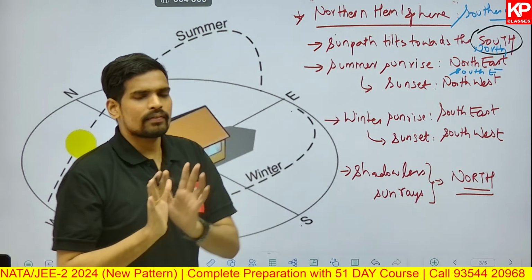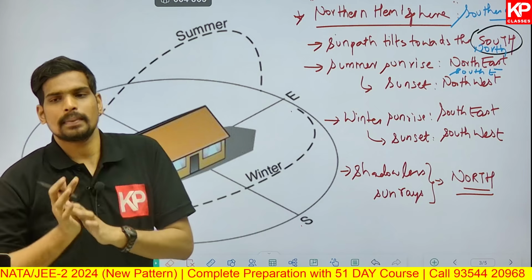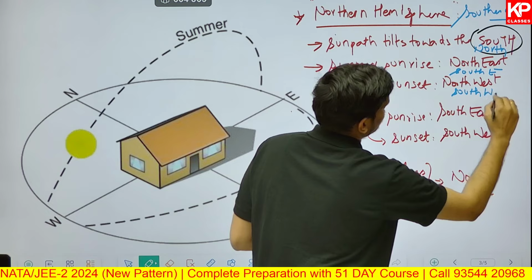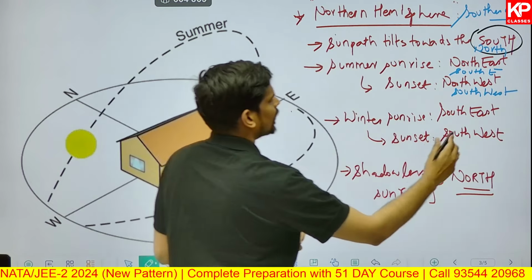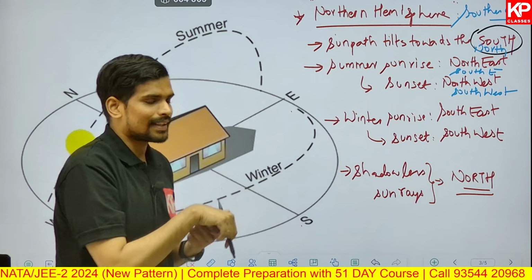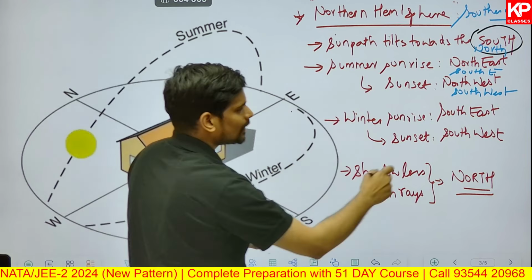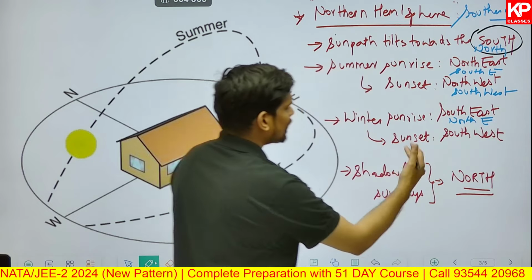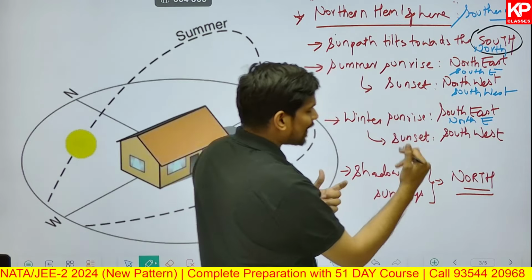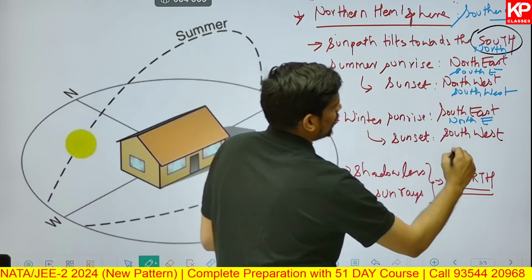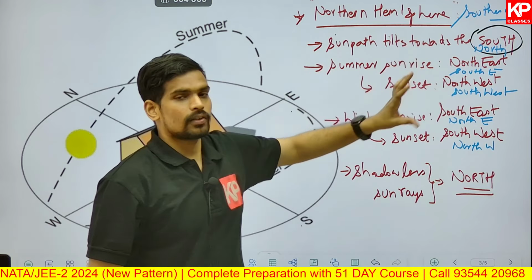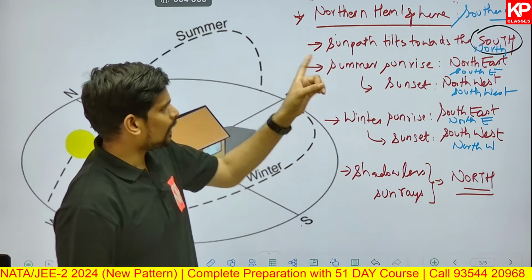Sunrise will always be from the east, but instead of northeast it will become southeast. Sunset will be in the southwest direction. Winter sunrise, that's with respect to summer in the southern hemisphere. Now winter in the southern hemisphere, it will be from the northeast. And the winter sunset in the southern hemisphere will be in the northwest direction. It is always east and west, but the north and south basically interchange for the northern and southern hemispheres.